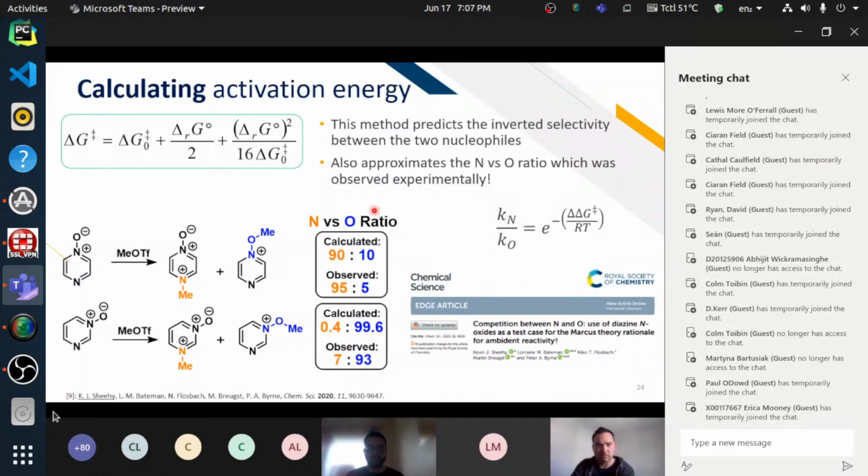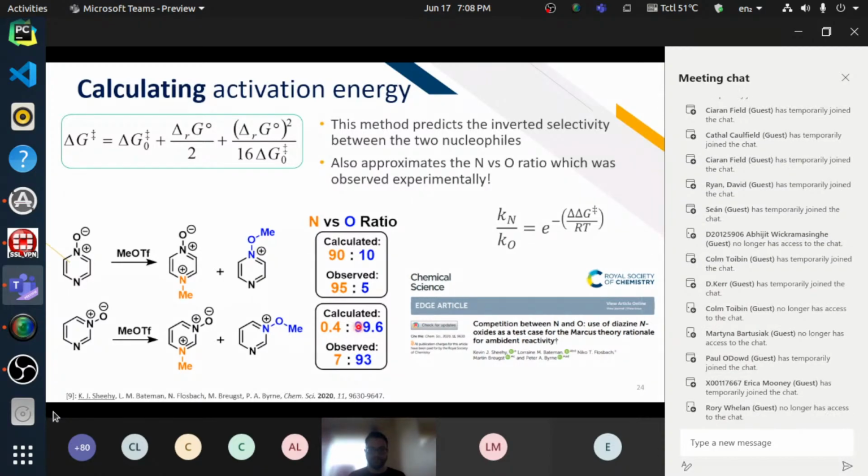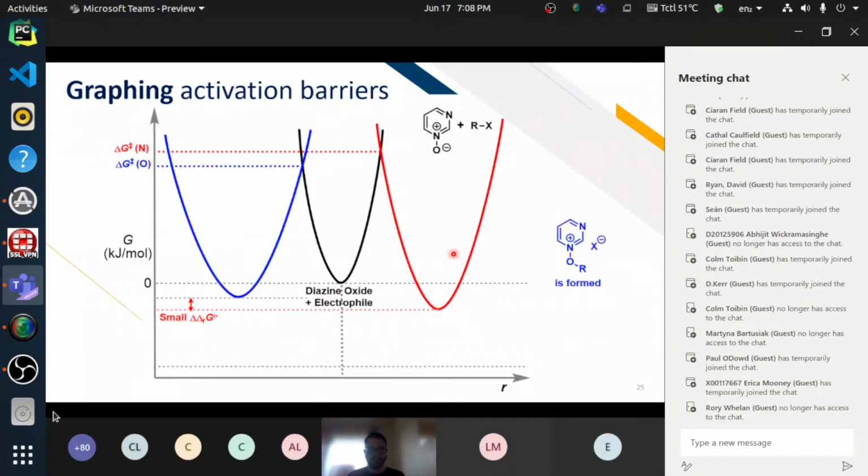So this method of calculation not only predicts the inversion of regioselectivity you see between these two nucleophiles, but it actually approximates the ratio that you see as well. So when you plug the differences in their activation energies into this modified Eyring equation here, we get these numbers here, the calculated ratio that we'd expect to see, and it's roughly what we see in the lab. So I think this nice agreement between the computational results and what we see in the lab is what makes this study quite nice. Just to finish up with some graphs.